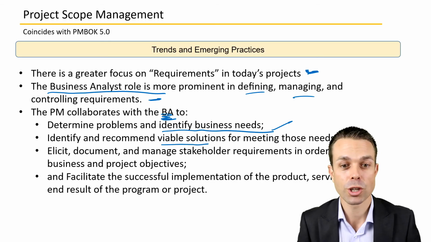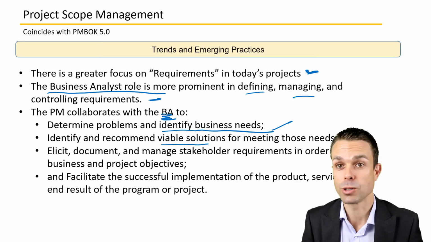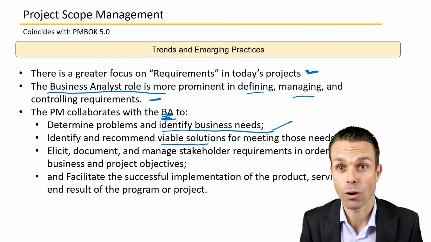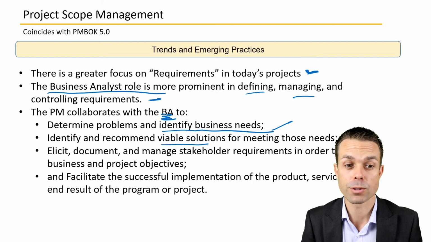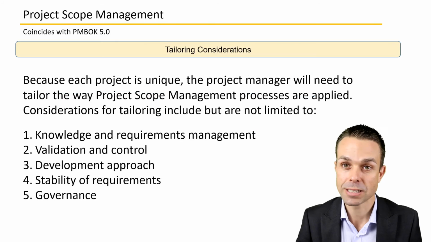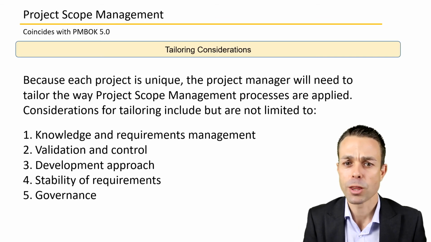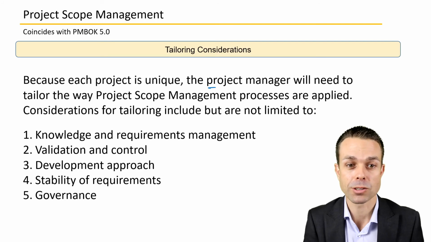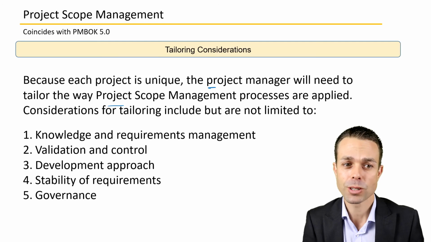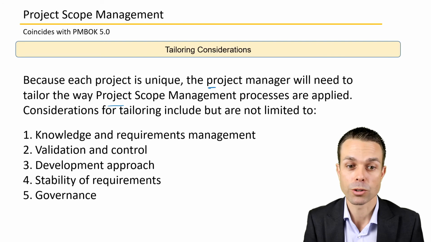And then elicit, document and manage stakeholder requirements out of all of that in order to meet the business and project objectives. And of course, facilitate the successful implementation of the product, the service or the end result of the program or the project. Tailoring considerations that you might come across for project scope management. Because each project is unique, the project manager will need to tailor the way project scope management process is applied for your particular project. So considerations for tailoring might include the validation or control aspects.